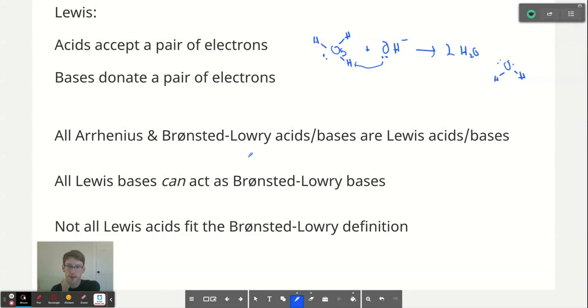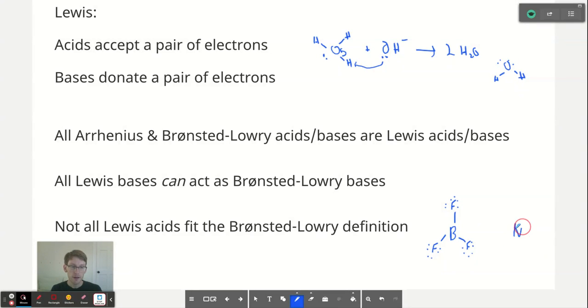Now, all Arrhenius acids and bases and all Bronsted-Lowry acids and bases are Lewis acids and bases. However, there are cases where there are Lewis acids that do not fit the Bronsted-Lowry definition. So, for example, a Lewis acid could be BF3, and you may recall BF3 as being a substance that is electron deficient because that boron does not have its octet. If you really count up all the electrons, the fluorines will be happy, but the boron won't.